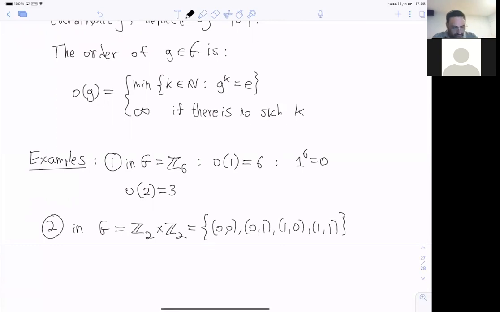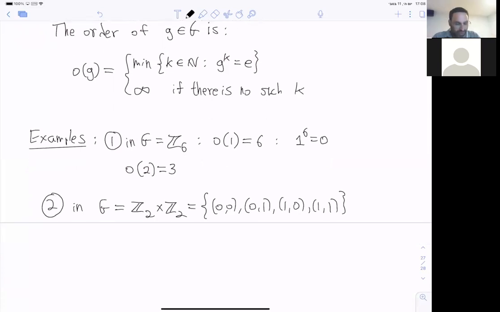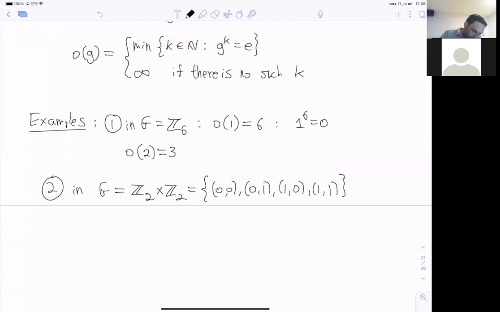Okay, so there are 4 elements in this group. Of course, this group is not cyclic. Okay, there is no generator here. So to any element here, except of e, okay, so to any element g not e in G, the order of g is 2, right? Of course, always the order of e is 1. This is always true.